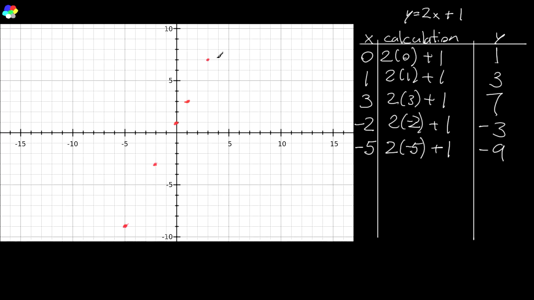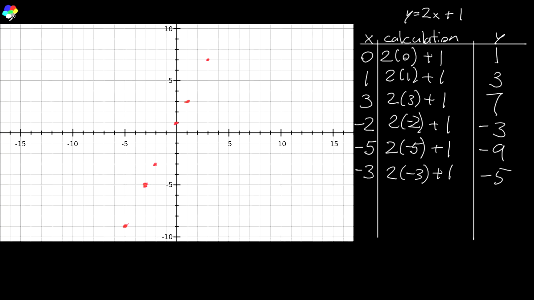And what you'll notice is that all these points, you can kind of see it even with these few points, but they all fall on a line. And no matter what x I choose here, so let's put in here -3. 2 times -3 is -6 plus 1 is -5. And if I plot that on here, -3, -5, you will see it also falls on the line.